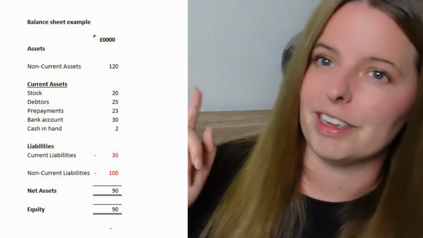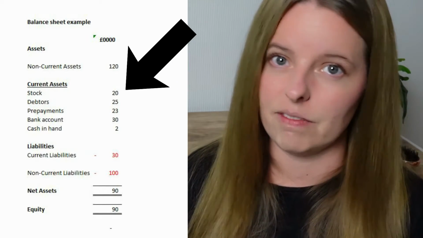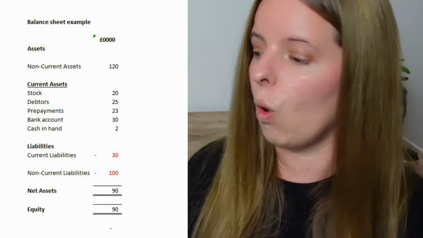So if we have a look at the first item here, we can see that we've got stock. Stock is inventory, so items that you're holding with the hope to sell, in effect. So it could be the likes of t-shirts if they're a t-shirt manufacturing company, for example.